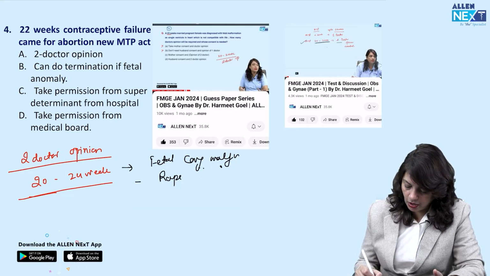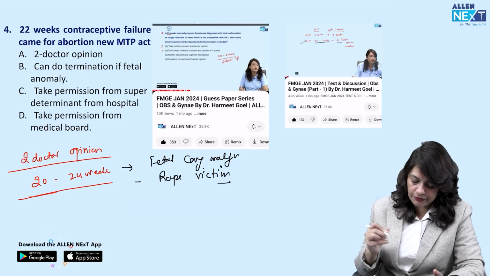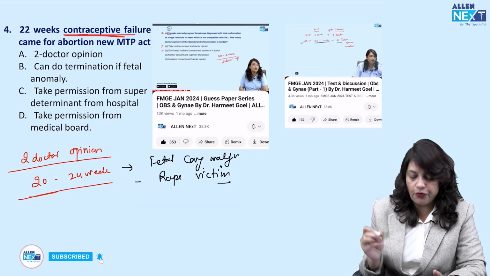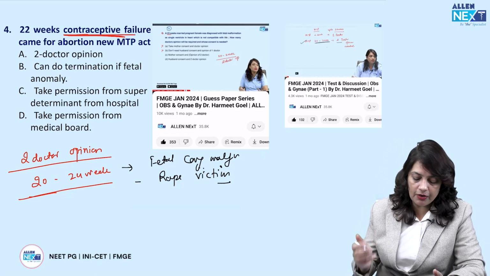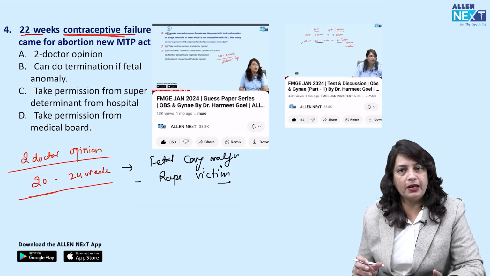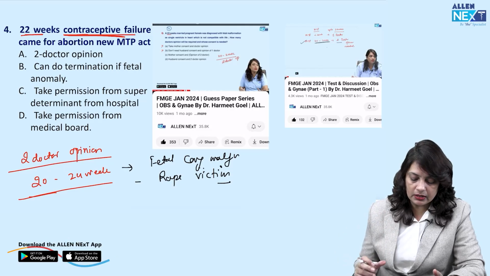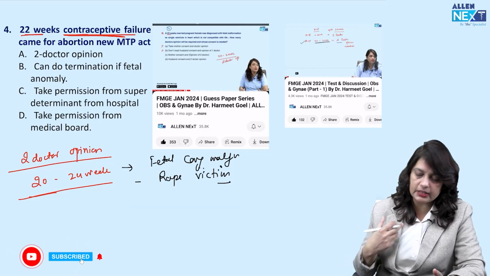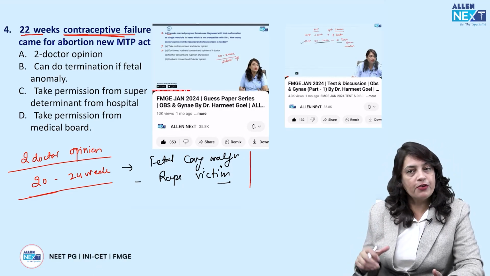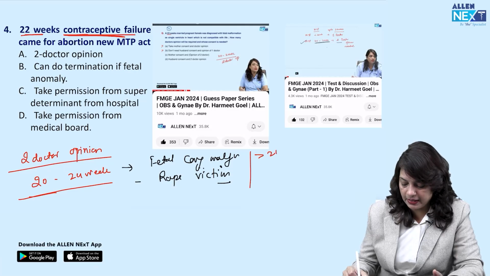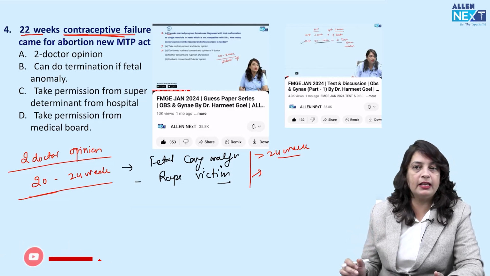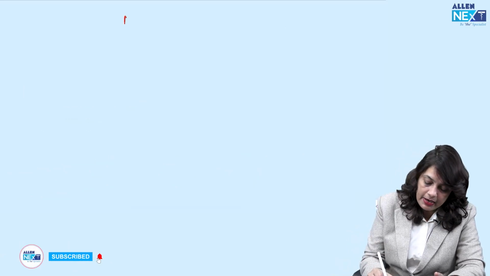But if there is a contraceptive failure, contraceptive failure is an indication for the first trimester MTP. Now, if the pregnancy has gone up to 20 weeks and it was a contraceptive failure, then the correct answer to this question is that this case will not be given to the medical board. If the patient is a case of fetal congenital malformation and pregnancy has gone beyond 24 weeks, or if she is a rape victim, only then can this case go to the medical board.